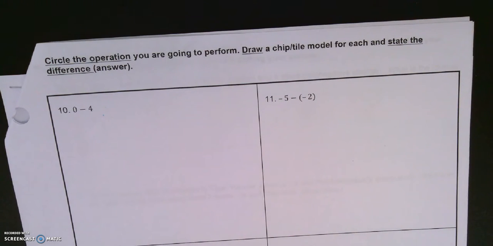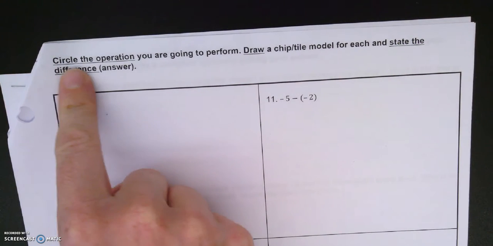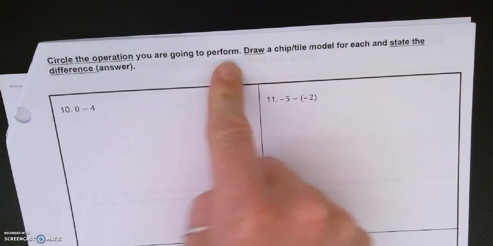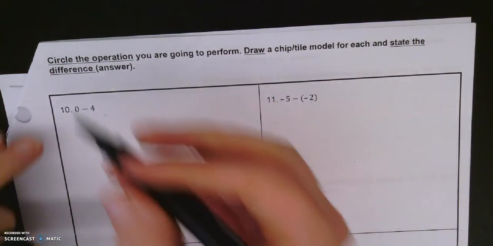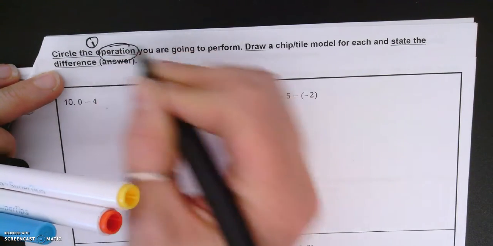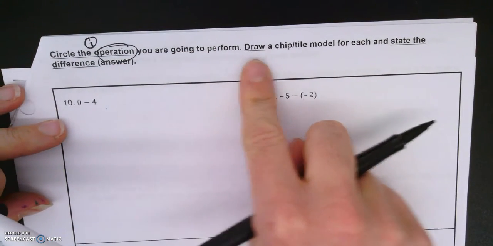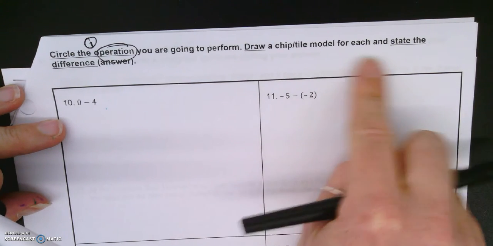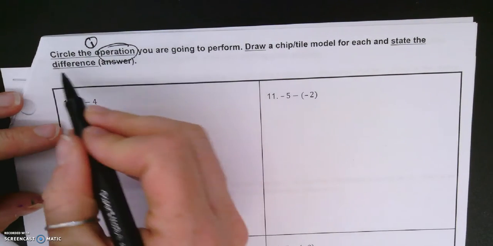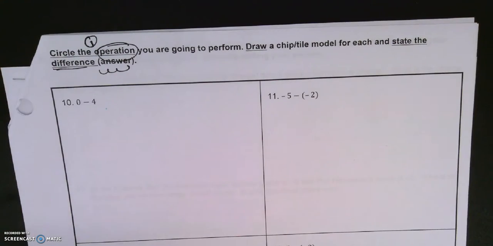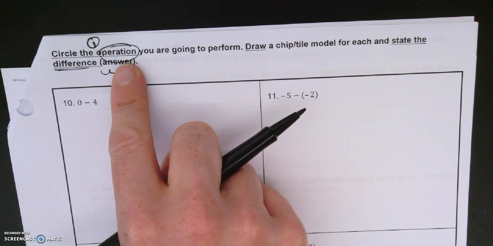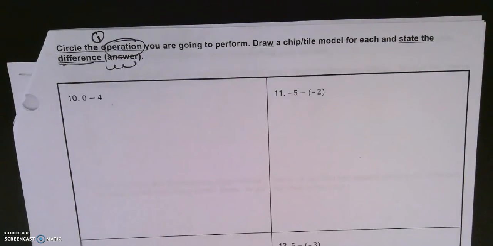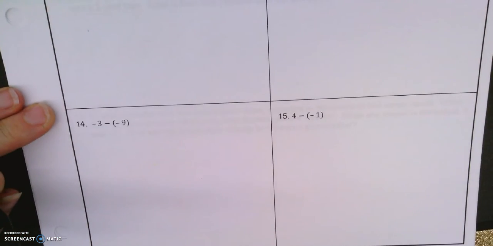Looking at page 22, circle the operation you're going to perform. Remember, track with me with the directions. Let's try again. Circle the operation you're going to perform. That's the first thing I want you to do. Are you adding or subtracting? Draw a chip or tile model for each, and then state the difference. Remember, the difference is the answer when you're subtracting. So the operation I bet we circle every time is minus, subtraction. So let's do 10, 12, and 14 together, and you'll do 11, 13, and 15 with your elbow partner.